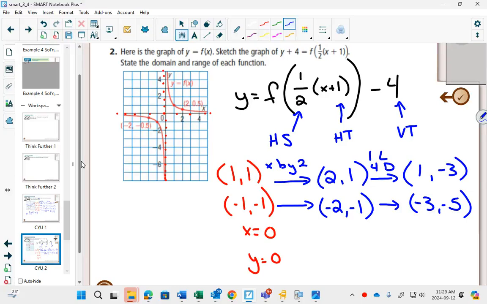Next, what's going to happen to your asymptotes? When your asymptote is at 0, does it make sense that any stretch, compression, or reflection does not change it? Because you're multiplying, and it's already at 0. So here the x, which is at 0, gets multiplied by 2. Well, it's still going to be 0.